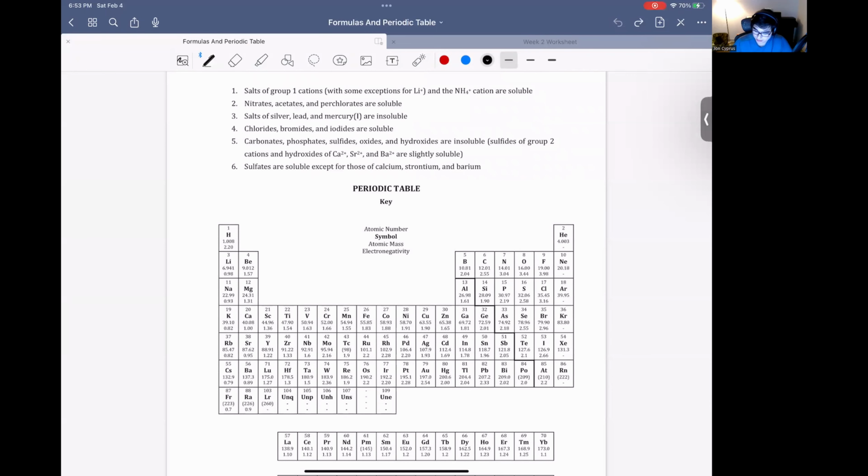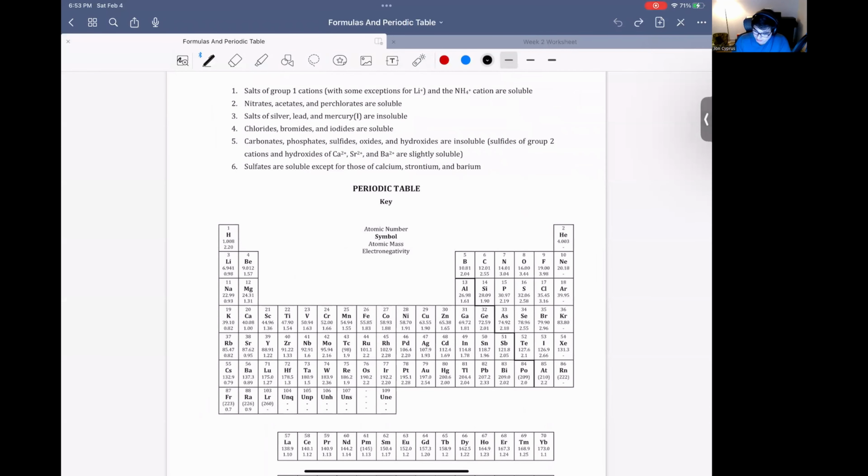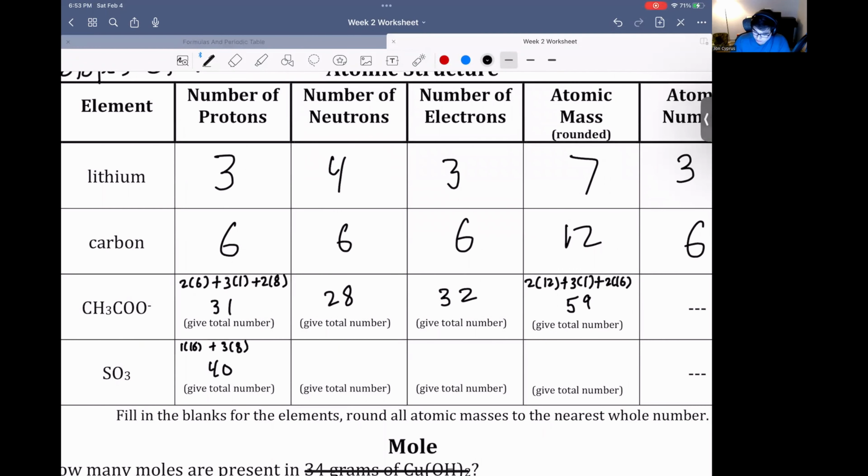So sulfur has an atomic number of 16, right? There is one of those. We have 3 oxygens, which has an atomic number of 8. You should end up getting 40, right? 16 plus 24. The atomic mass, oxygen has a mass of 16, sulfur is 32. So 1 times 32 plus 3 times 16 should end up getting 80.